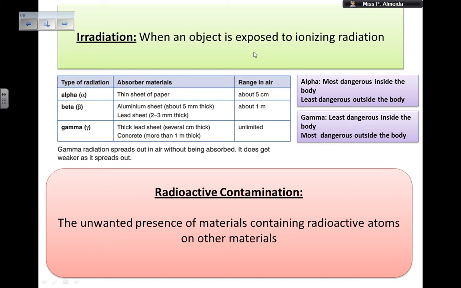Although alpha is the most ionizing, because it has the shortest range, it is the least dangerous to have outside my body. I said inside, but I meant outside, so I'm going to repeat it again. Alpha radiation is the most ionizing, but it also has the shortest range in air. So it's the least dangerous to have outside my body and the most dangerous to have inside my body. On the other hand, gamma radiation is the least ionizing, but the most penetrating. Therefore, it's the least dangerous to have inside the body, but the most dangerous to have outside the body, okay? And this has all to do with irradiation and contamination.